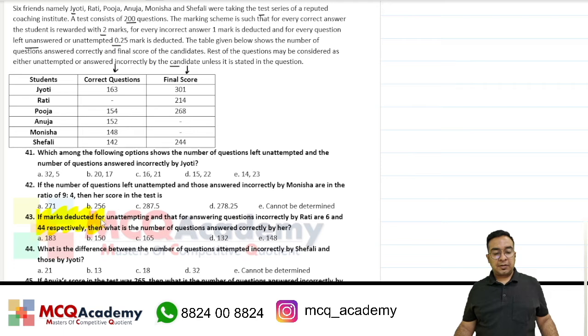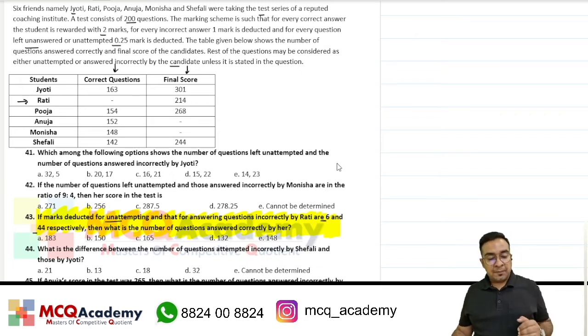If marks deducted for unattempting and that for answering questions incorrectly by Rati are 6 and 44 respectively, then what is the number of questions answered correctly by her? Rati के केस में हमें क्या information given है? We are provided with her final score. पहले हम लोग पता लगा लेते हैं कि इन्होंने कितने क्वेश्चंस अनअटेम्प्टेड रखे और कितने इनकरेक्ट मार्क किए.